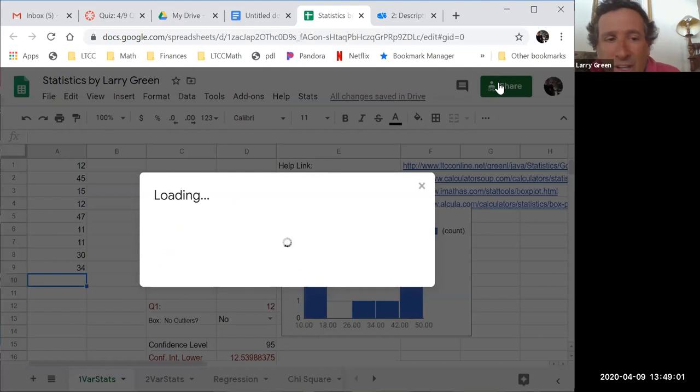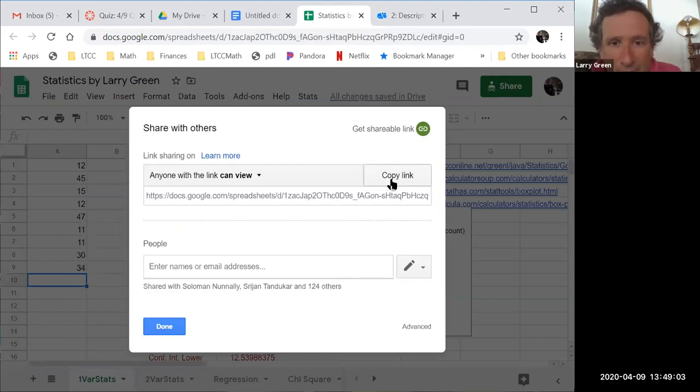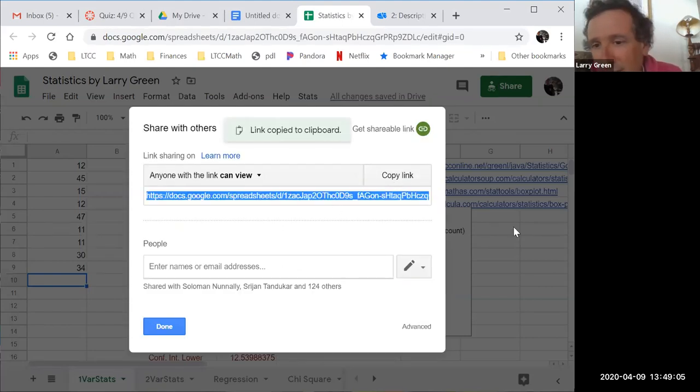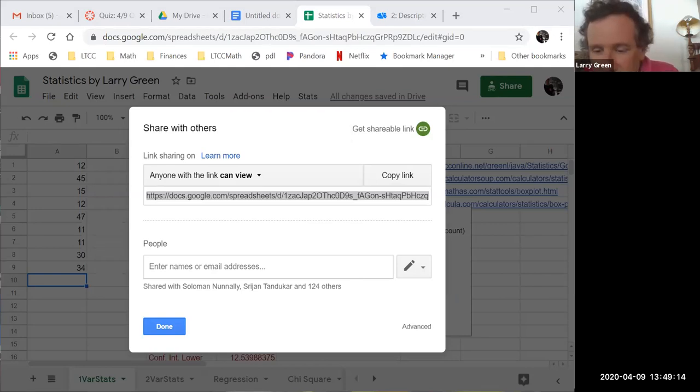And I can do what's called share it, and I can copy the link. It's also on Canvas too. There's a link, you now have it, and you get your own copy. That way you can practice with it so that you can know how to do this before a test. But I promise it's not that hard.